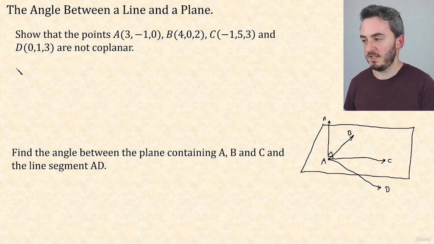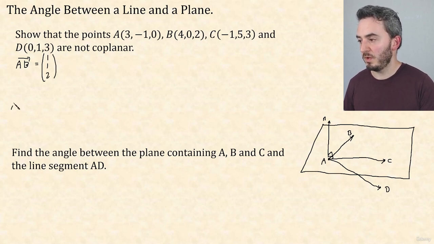First, let's find the vector AB and the vector AC, because we're going to use these. So AB is the point B minus the point A, so that's 1, and 0 minus minus 1 is 1, 2 minus 0 is 2. And the vector AC is coordinates of C minus coordinates of A. So minus 1 minus 3 is minus 4, 5 minus minus 1 is 6, and 3 minus 0 is 3.